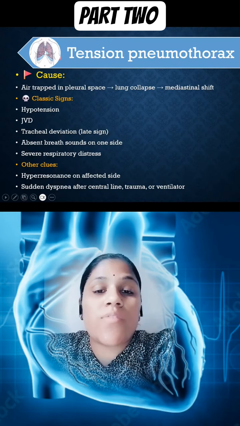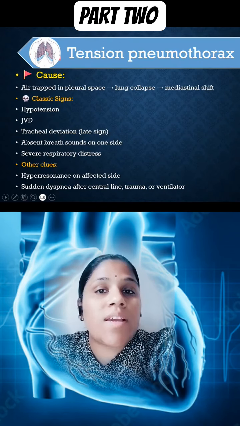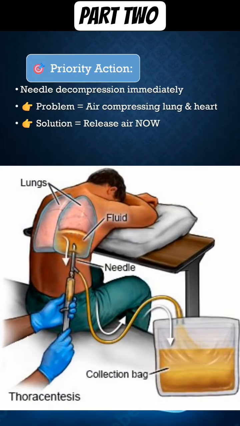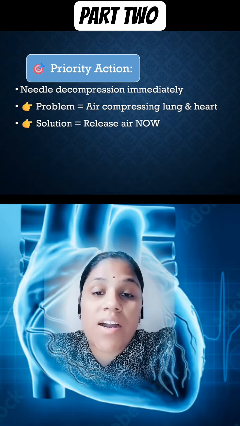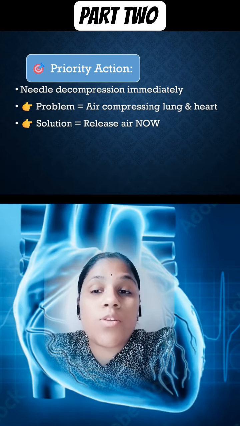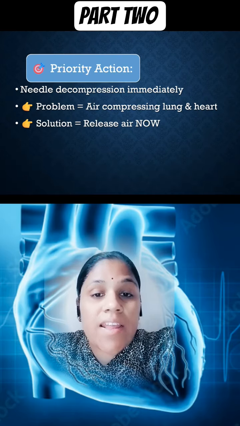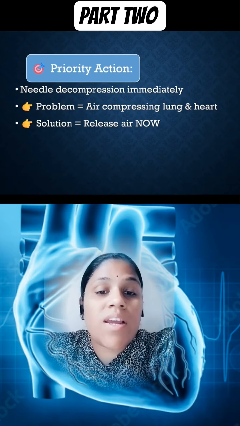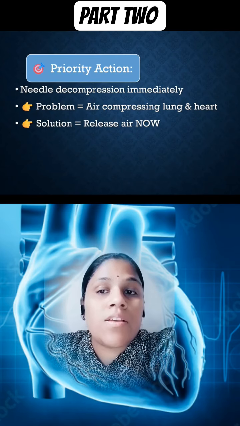So these are the important signs we have to see in tension pneumothorax. The main priority action is that we have to decompress with a needle immediately. The problem is air is compressing the lungs and the heart both. So the main solution is release air now, so the lung gets a place for its expansion.